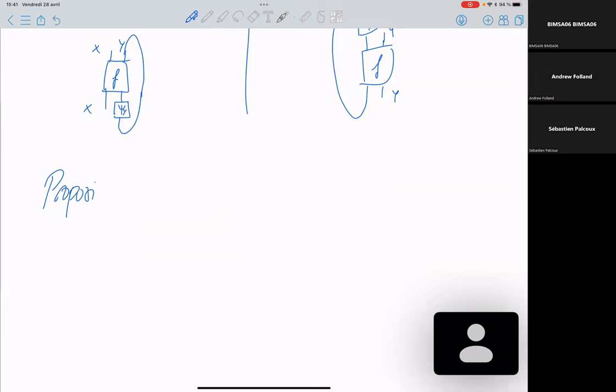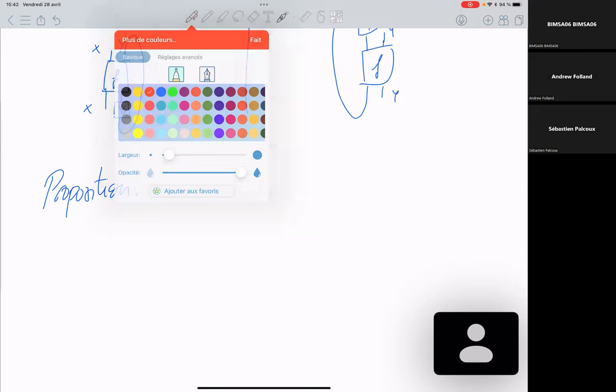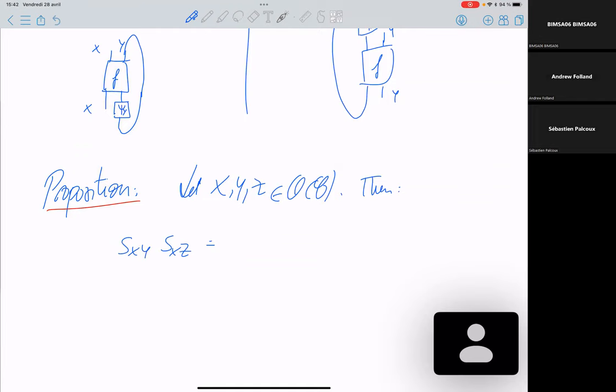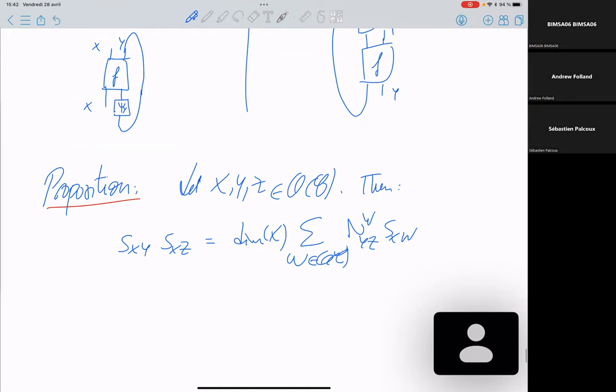So proposition. Let x, y, z be simple objects, then s x y s x z is dimension x of the sum over the simple w of n y z w, s x w. So it's like the multiplication of such entry of this matrix decomposed using the fusion rule.